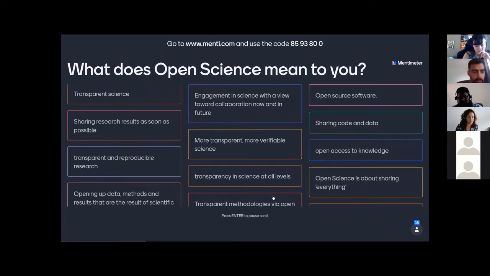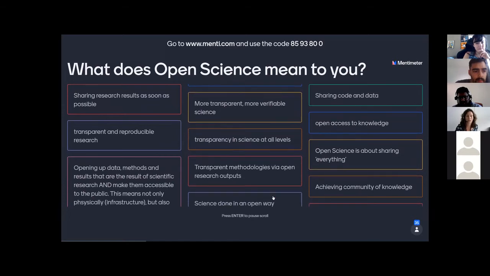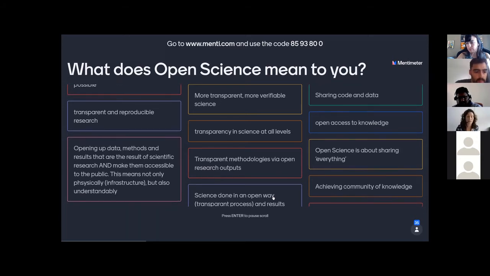Let's see what's popping up next. Yes. Open science is about sharing everything, achieving a community of knowledge, opening up data, methods, and results of scientific research and making them accessible to the public. This means not only physically, infrastructure, but also understandably.